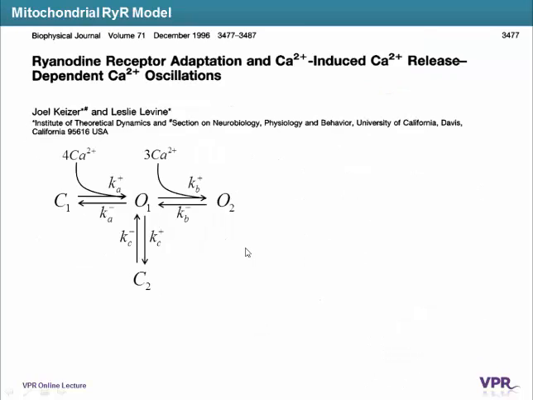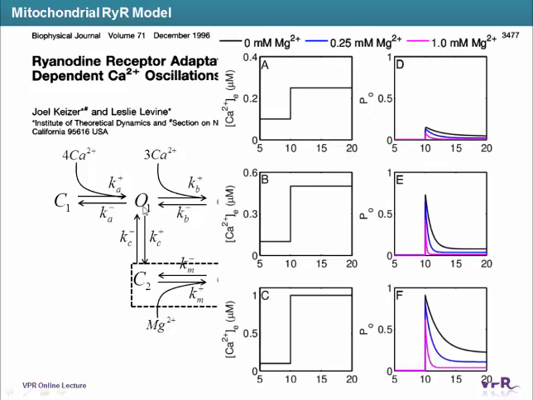So we looked for different mathematical models already present in the literature, and a model by Keizer and Levine was selected because it has an adaptation phenomenon built into it that was required for our modeling. However, it did not have any magnesium inhibition, so we added a C2 state, to which the model goes when you add more and more magnesium, which inhibits the opening probability of the ryanodine receptor. That's what we wanted.